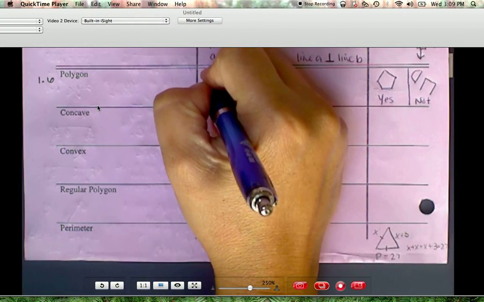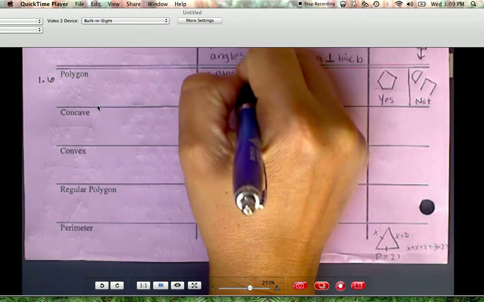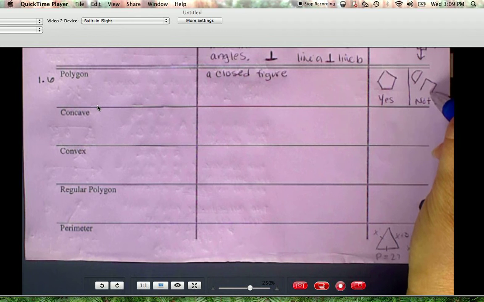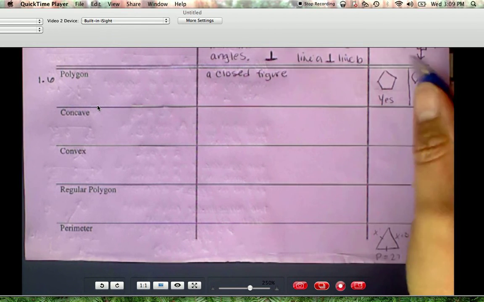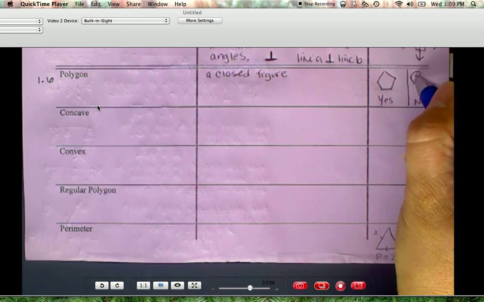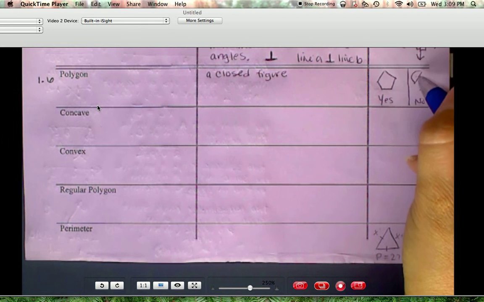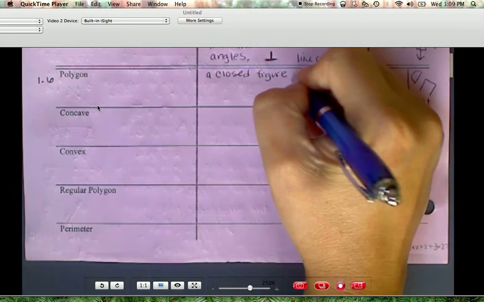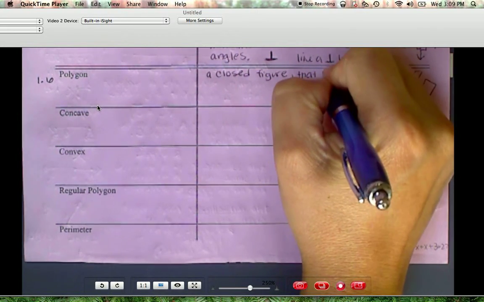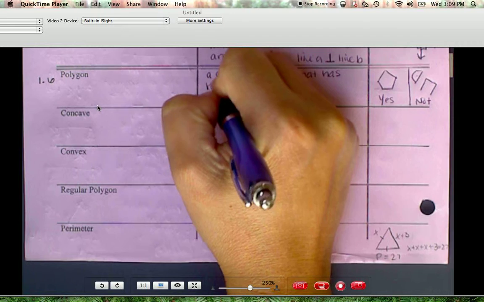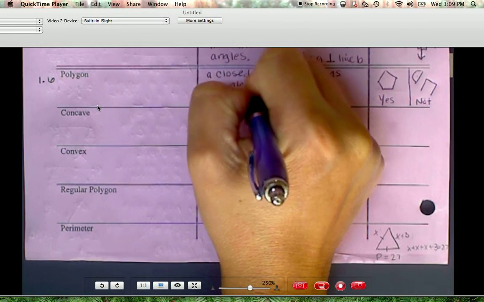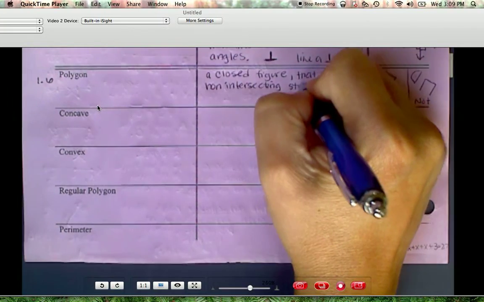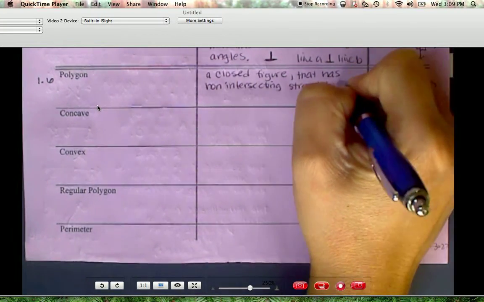A polygon is first of all a closed figure, which means this would be an open figure. It doesn't have that final side to close it. This is a closed figure. This is a closed figure. However, there is another issue here. A polygon is a closed figure that has non-intersecting straight sides.